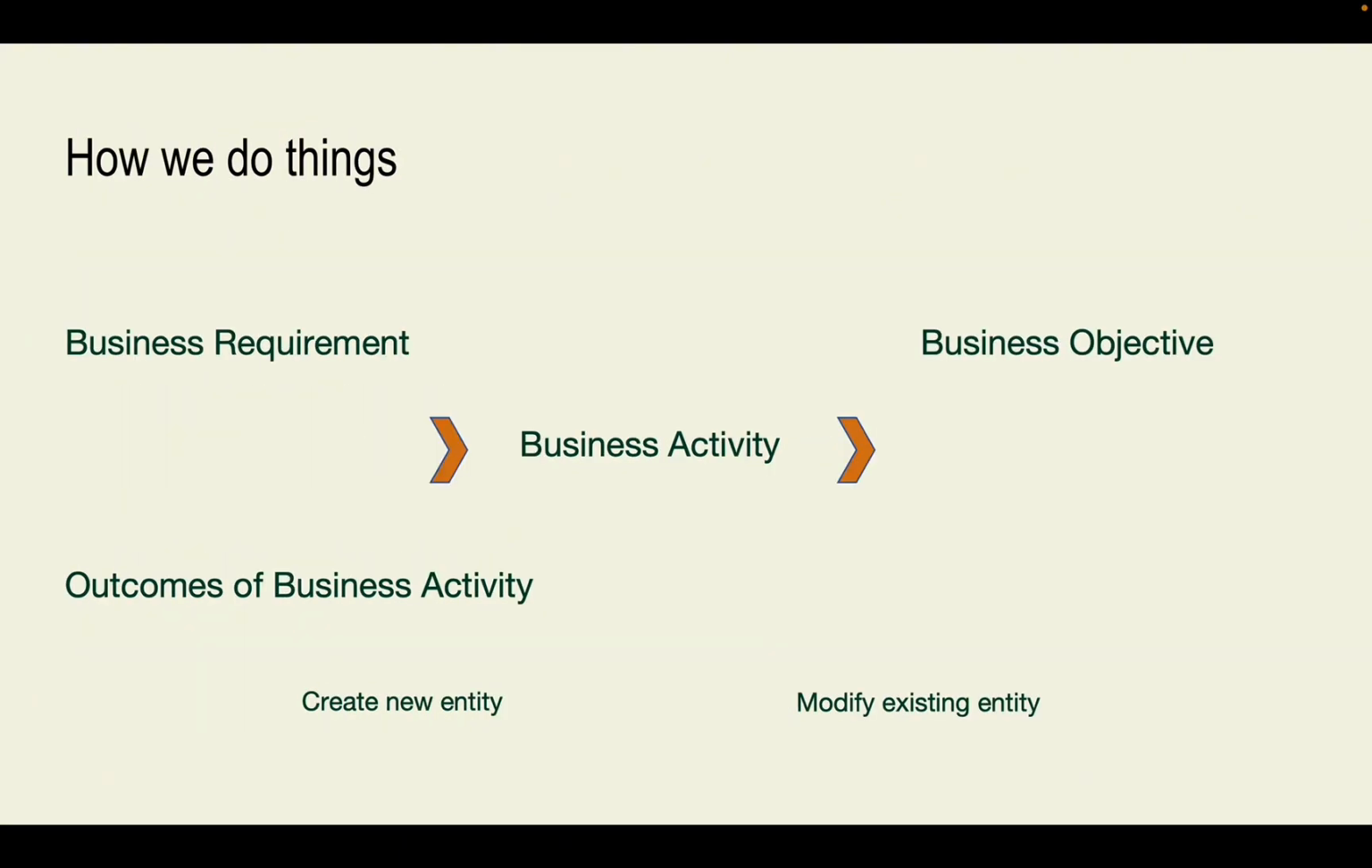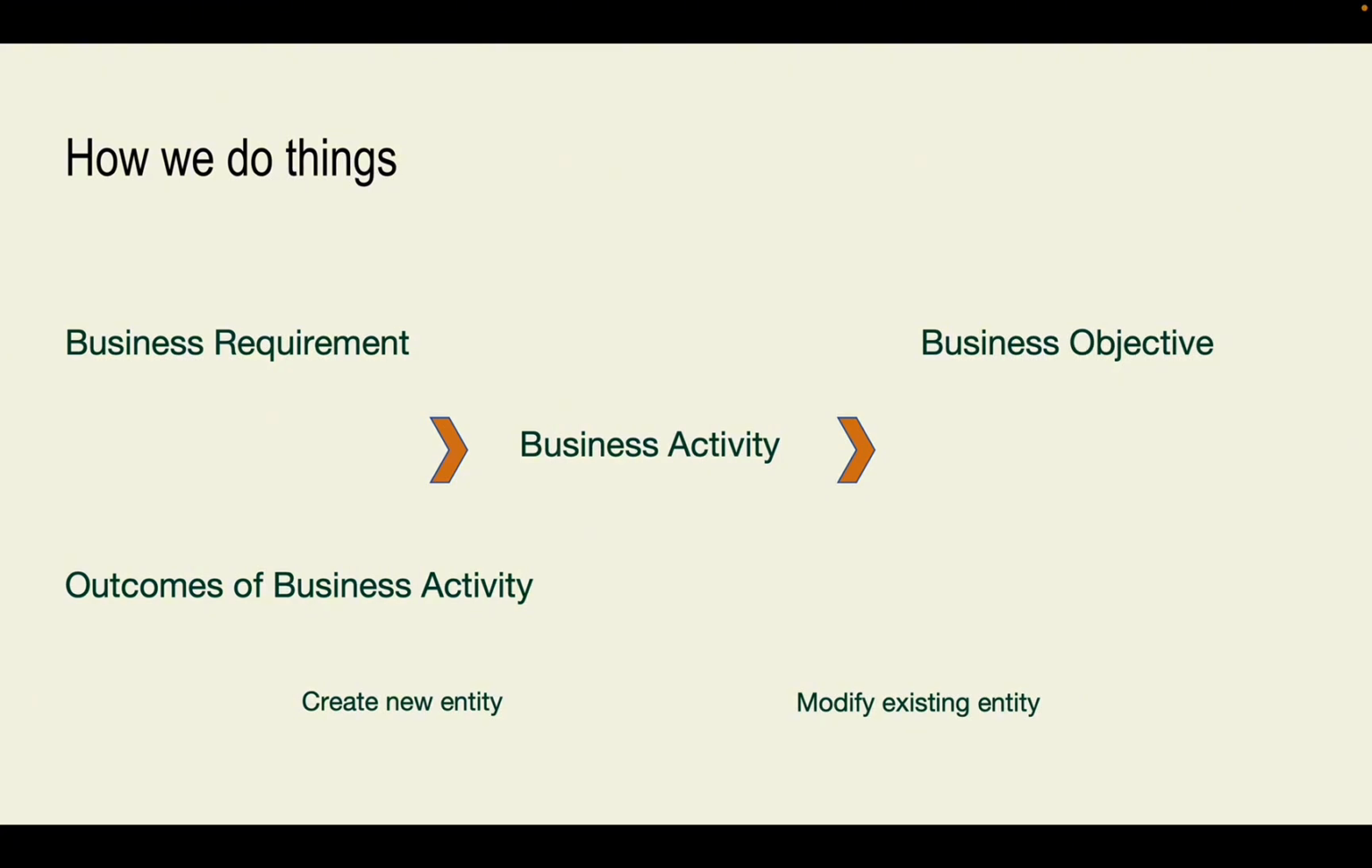Now, let's get back to the topic. How do we do things in our work and life? Usually, it's like this. We have an idea, we take action, and finally, we get the result. Architecture design is not different. We start with business requirements, which trigger business activity, and in the end, we achieve business objective.